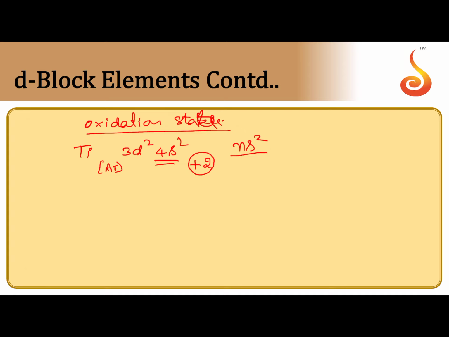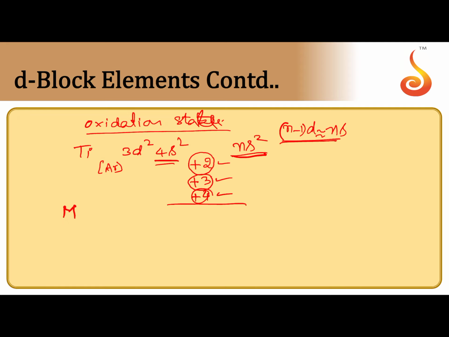Along with plus 2, as the energy gap between the n minus 1 d and ns orbitals is very small, almost equal, along with the ns electrons, n minus 1 d electrons also may participate. Out of the 3d electrons, 1 electron may participate along with the 4s electrons. So, titanium may exhibit plus 2 as well as plus 3. Sometimes even 2 out of 2 3d electrons may participate in bond formation. At that time, plus 4 oxidation state. So, along with ns electrons, n minus 1 d unpaired electrons also participate in bond formation.